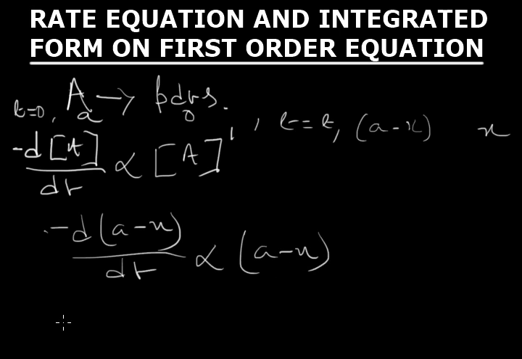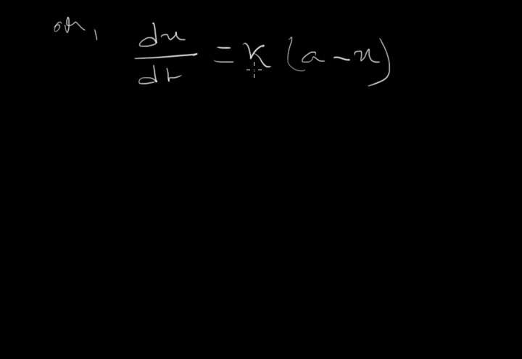Now minus dA by dt, since a is constant, becomes plus dx/dt. So we can write dx/dt is proportional to the concentration of a minus x, or we can write dx/dt equal to some constant k into a minus x. Now k is called the proportionality constant or rate constant.